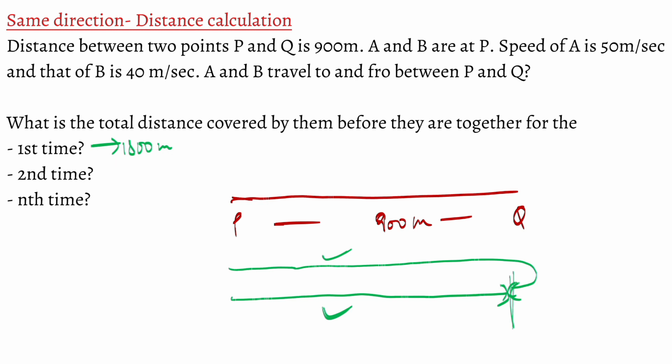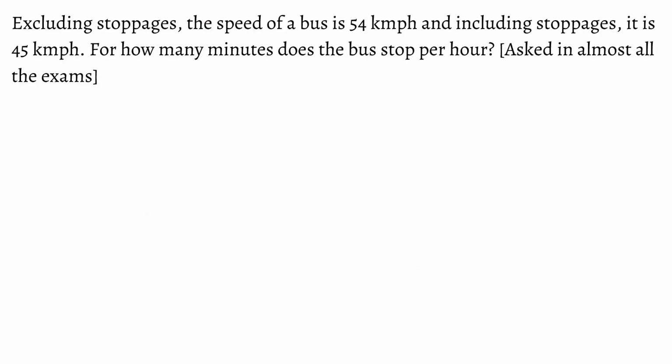I think you must have observed the difference between the same direction distance calculation and opposite direction distance calculation. In opposite direction, it was 900 meters initially, that too for the first time, and in this case this is 1800 meters, whereas the second time before they meet, the total distance covered by them will be one more 1800, so 1800 into 2. For the nth time it is n into 1800 meters, right. So this is a concept.